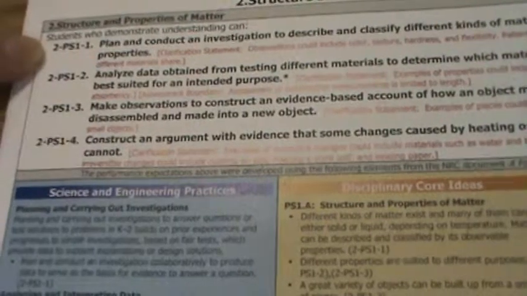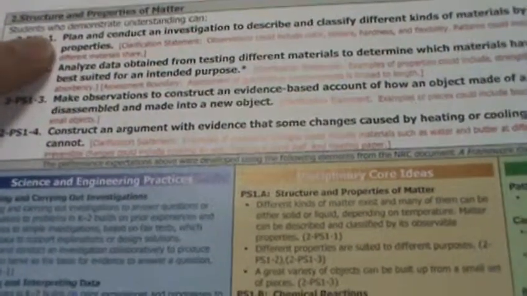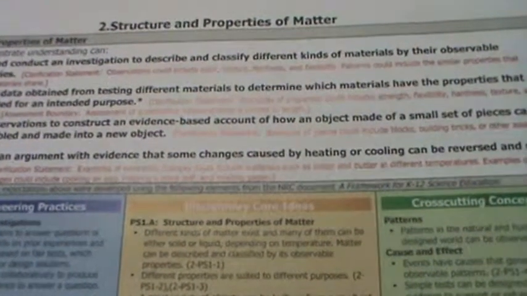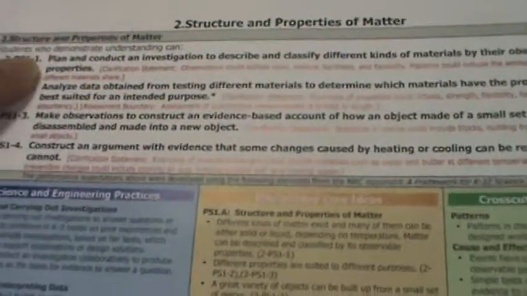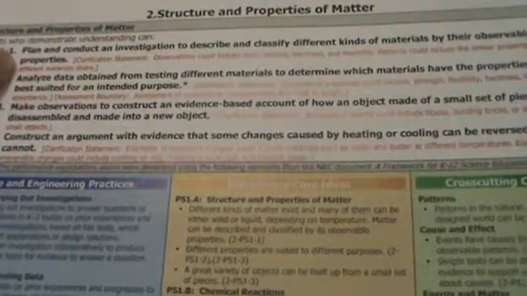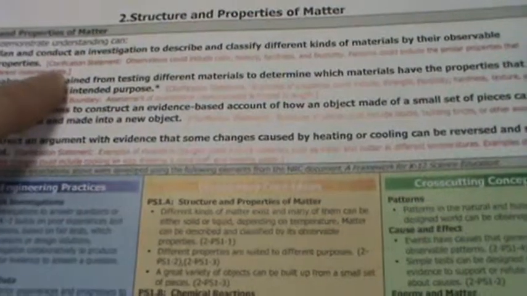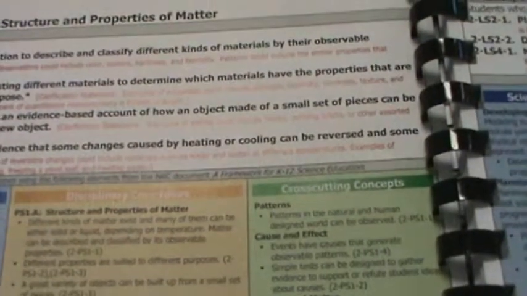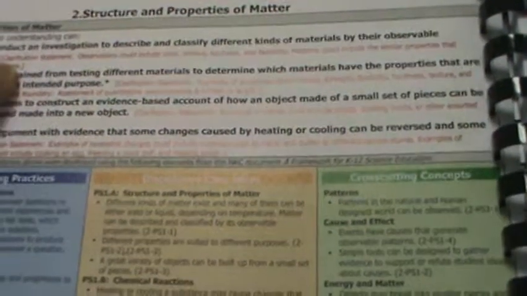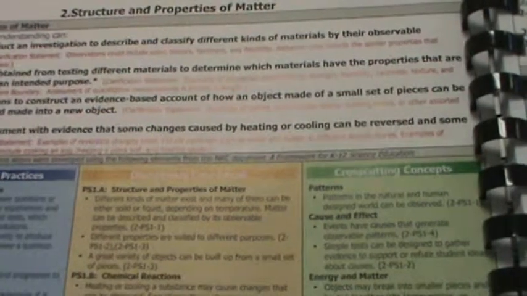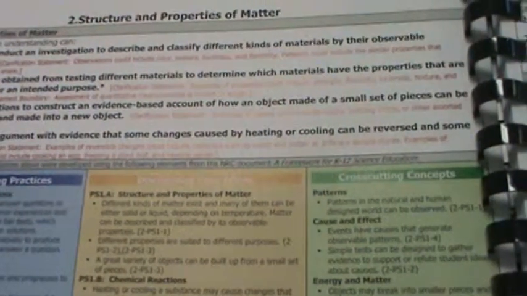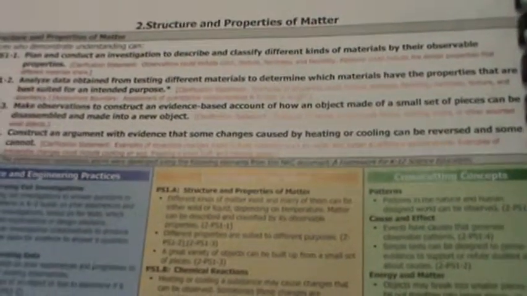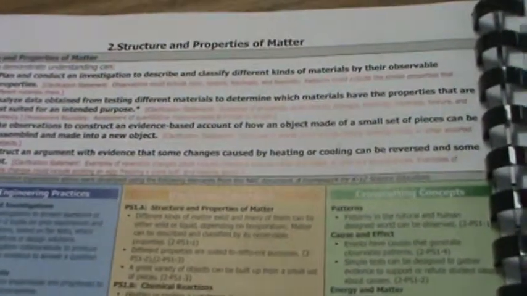This performance expectation in black says plan and conduct an investigation to describe and classify different kinds of materials by their observable properties. That's the performance expectation. Notice in red, we've got a clarification statement. Observations could include color, texture, hardness, and flexibility. Patterns could include the similar properties that different materials share. So they give us a little more insight into what the performance expectation is asking us to do. So that's what is to be assessed.